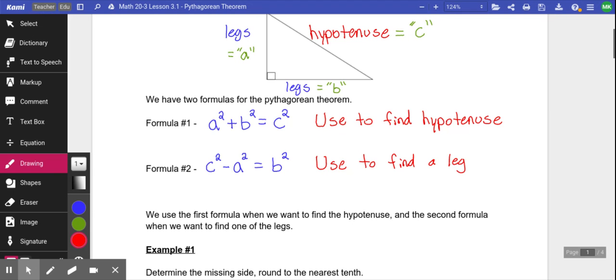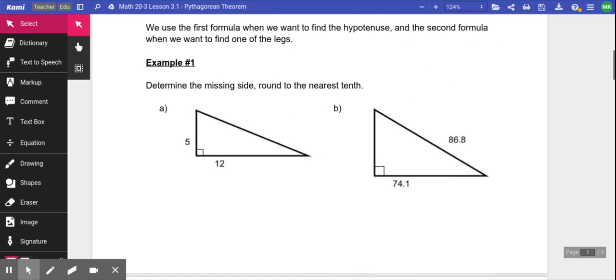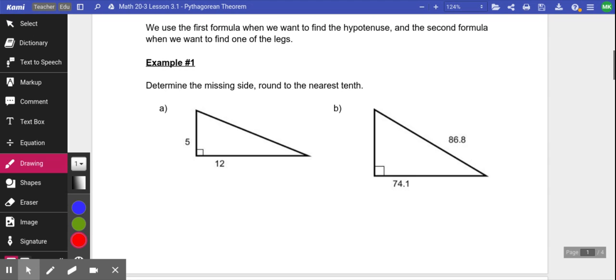All right, let's try a couple questions. So if I look at this first triangle, the first thing I want to do is label it. Across from the 90 is the hypotenuse. This is your hypotenuse.